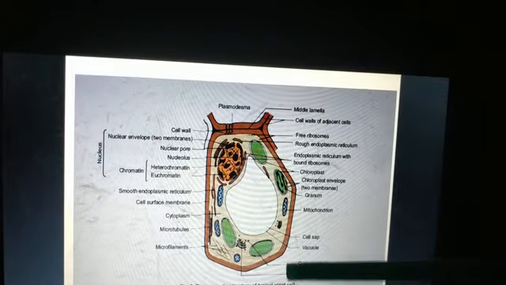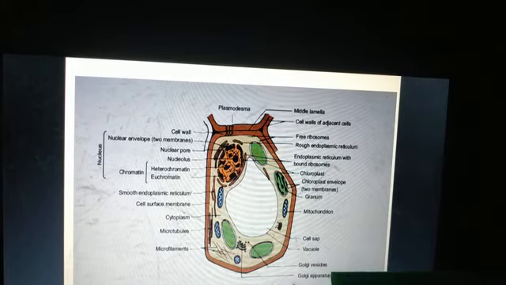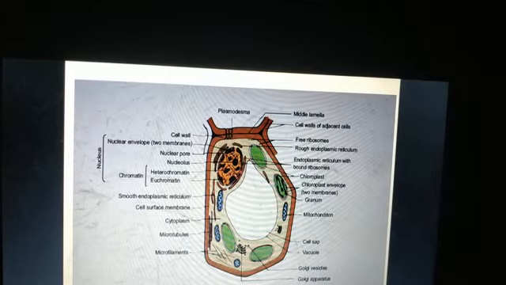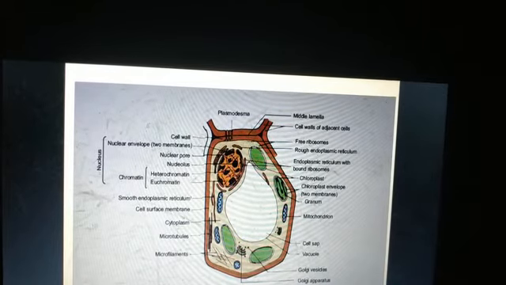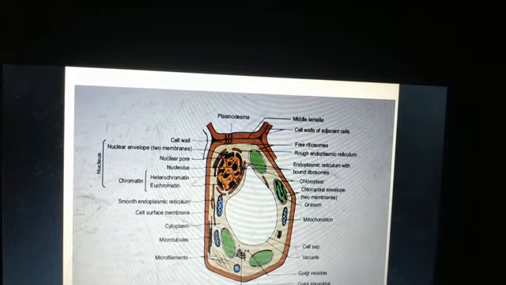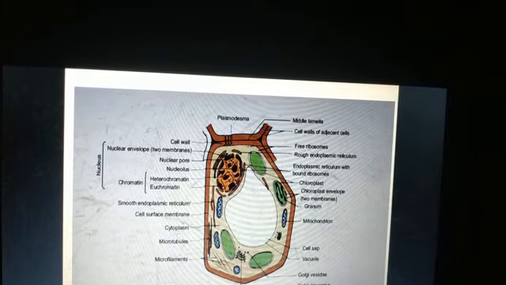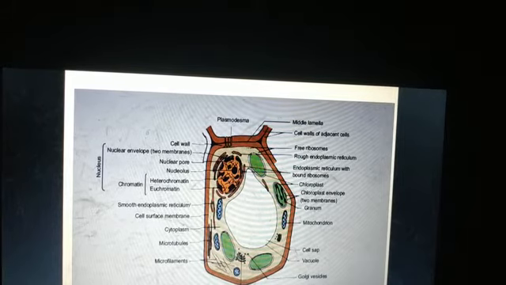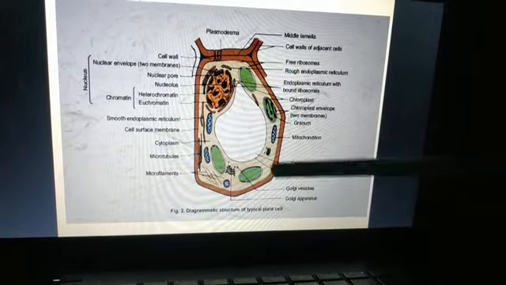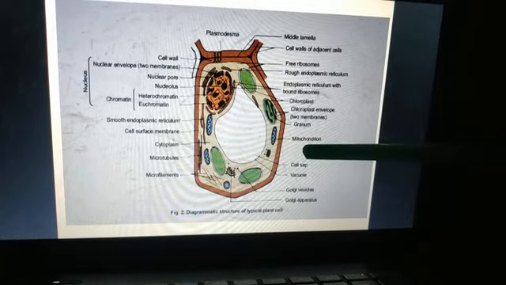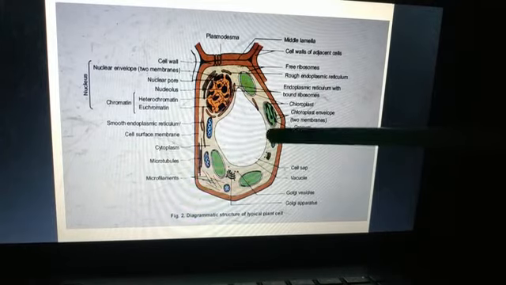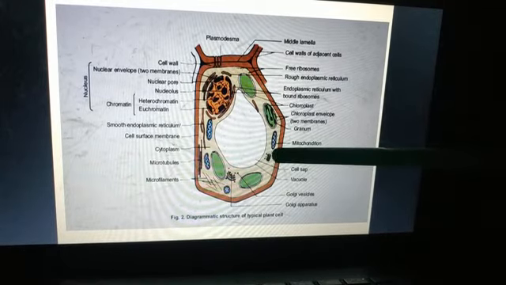Next is Golgi apparatus or the Golgi body. So this is common, same as that of animal cell. In plant cell, they are also called as dictyosome. The Golgi apparatus in plant cell is also known as dictyosome. Next we have mitochondria, same like that of animal cell. The structure, the functions, it will be same like that of animal cell.